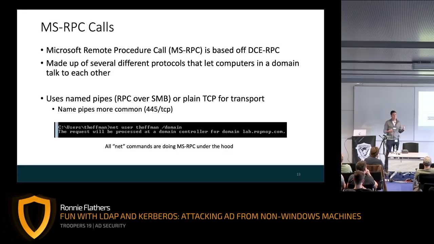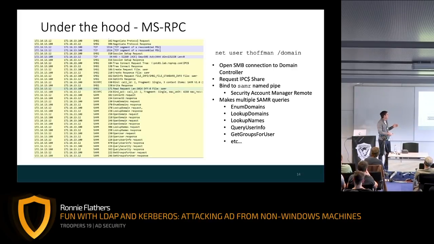So if you've ever been confused about why SMB, which is for file sharing, can get you code execution, it's because you're actually mounting a named pipe and doing an RPC call through the file share functionality of SMB. So all net commands are doing MS-RPC under the hood. If you've ever run a net user /domain command, it will actually communicate with the domain controller and do a bunch of MS-RPC calls. It establishes an SMB connection, drops into SAMR, does a ton of lookups on the domain, and then displays that information back to us.